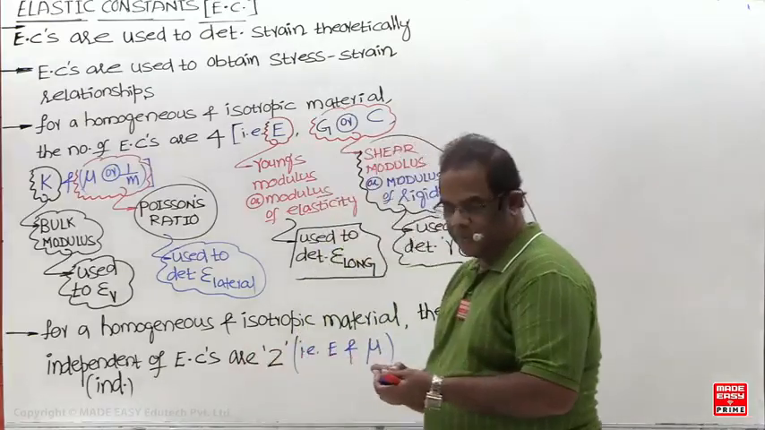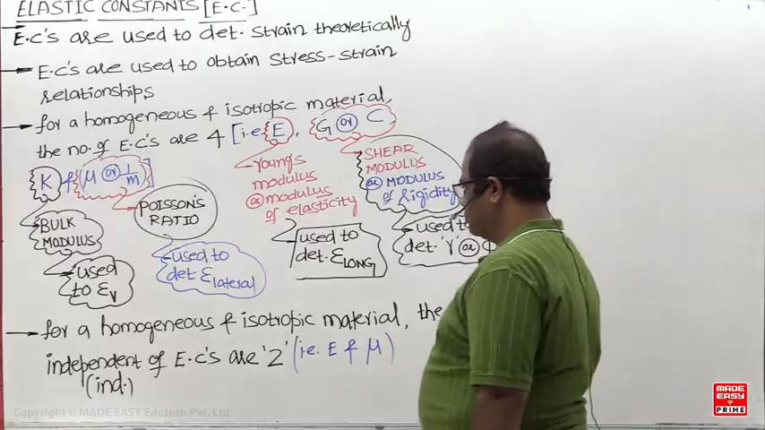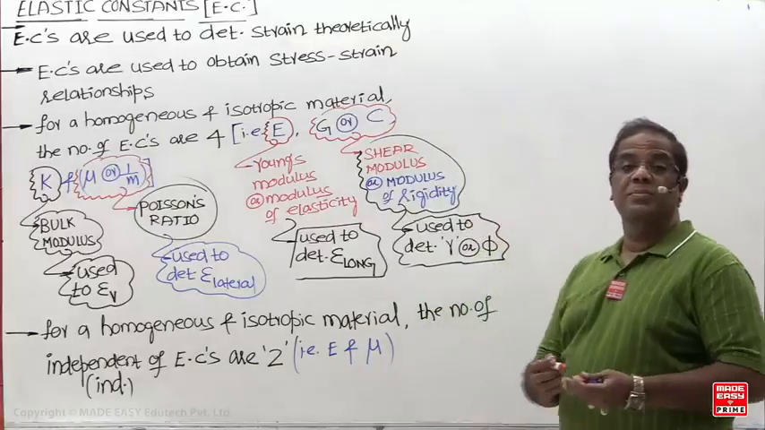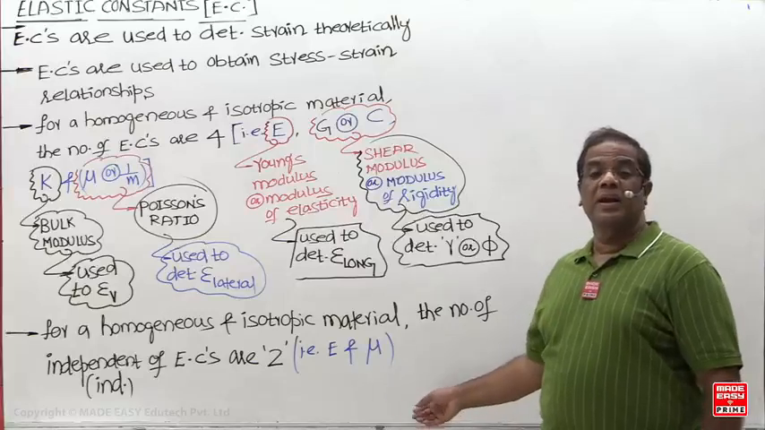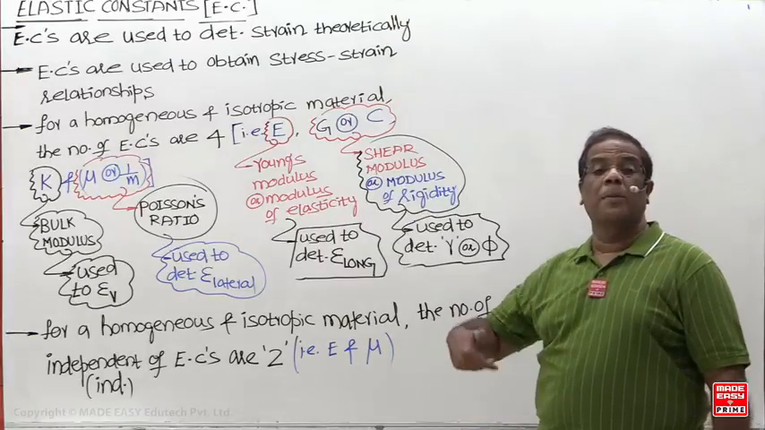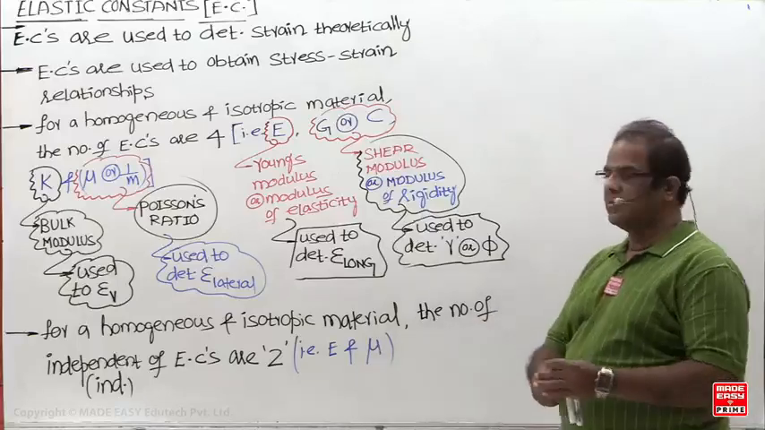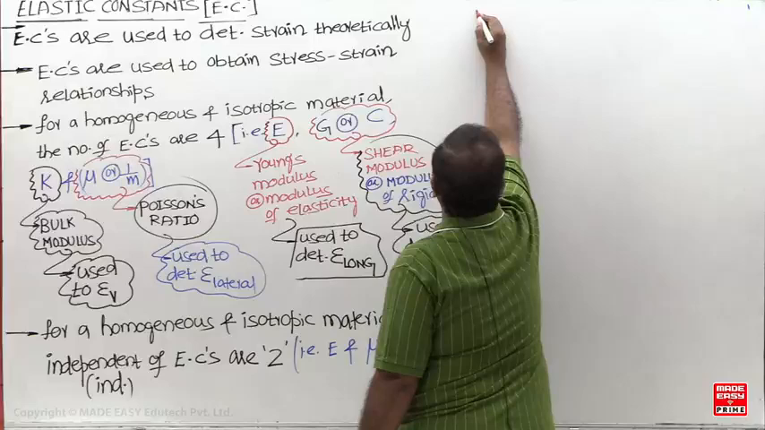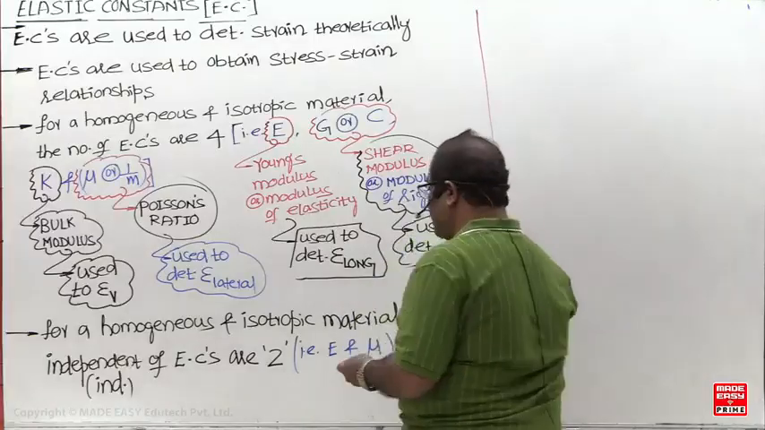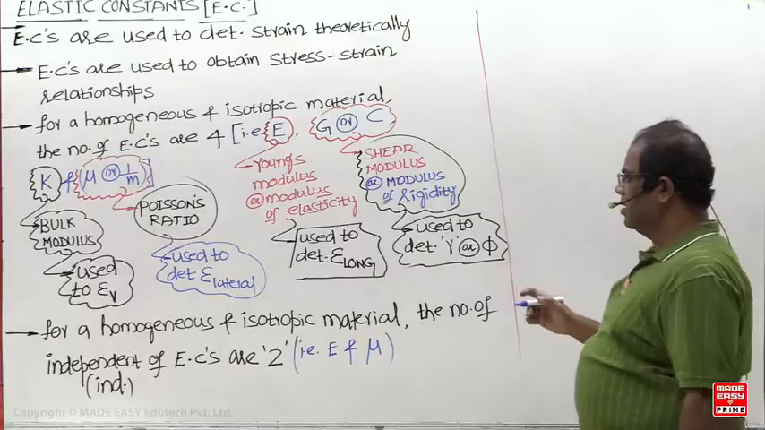E and mu. So the total number of elastic constants is 4. But sometimes the question is about the number of elastic constants needed to obtain the stress-strain relationship, which means you have to go for E and mu. Out of 4, 2 are known. The remaining 2 are determined by using the relations between elastic constants.